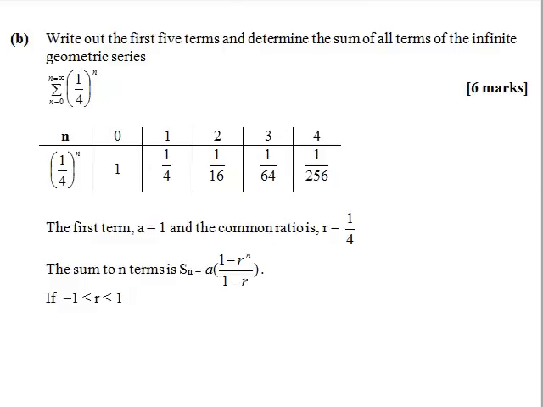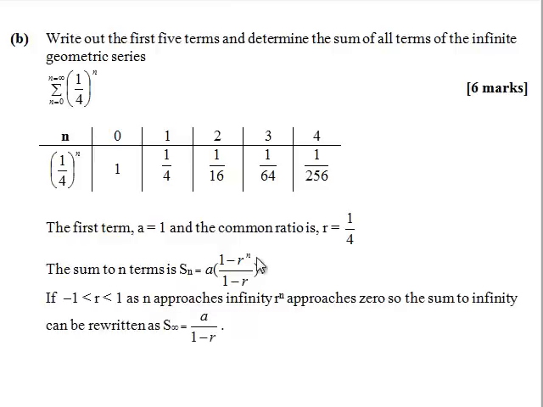And in the limiting case, as n goes to infinity, r to the n goes to 0, which means that we can rewrite the sum to n terms to make it the sum to infinity. That term disappears, so we just get a over 1 minus r. So there's the equation, put the values in, 1 over 1 minus a quarter. Look at the denominator, 1 minus a quarter is 3 quarters, and 1 over 3 quarters is the same as 4 over 3. And that's the answer to part B.